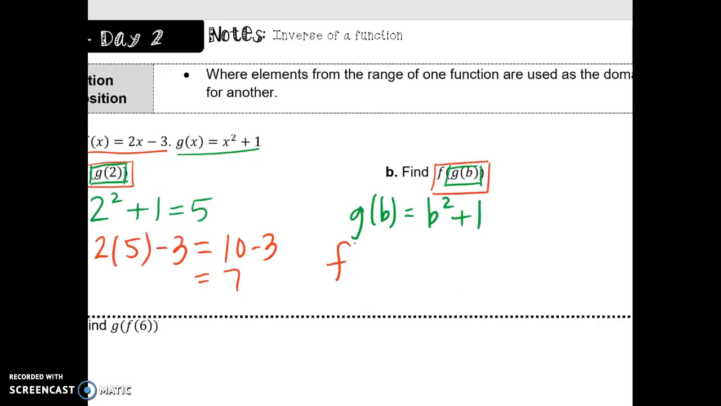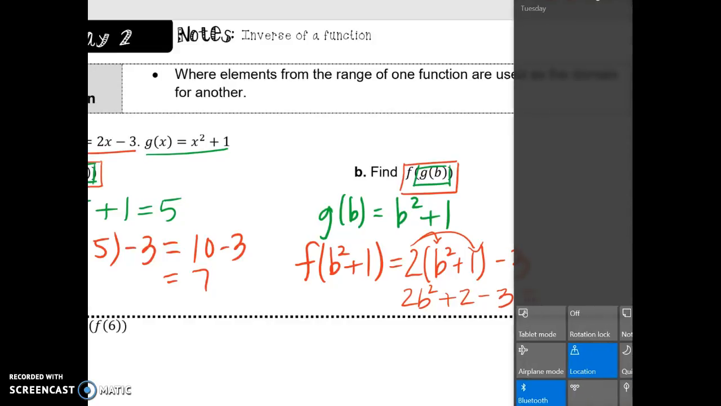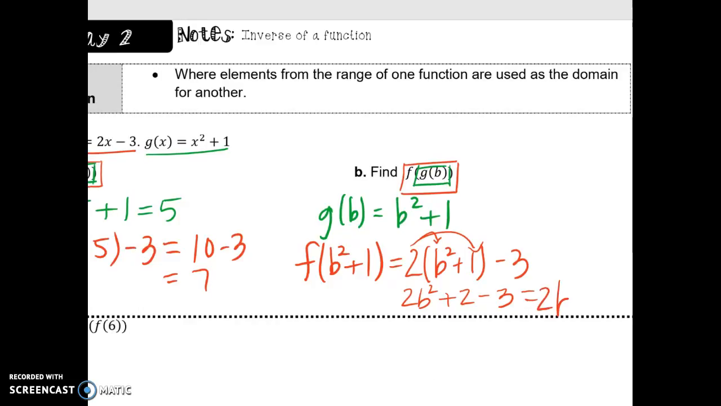So now rewrite f, and then g of b is b squared plus 1. So this means for the function f, every time we see an x, instead of writing x, we're writing b squared plus 1. Okay, and now we go ahead and distribute. So 2 times b squared, which would be 2b squared, and then 2 times 1, which would be 2, and minus 3. Combine that and we get 2b squared minus 1.